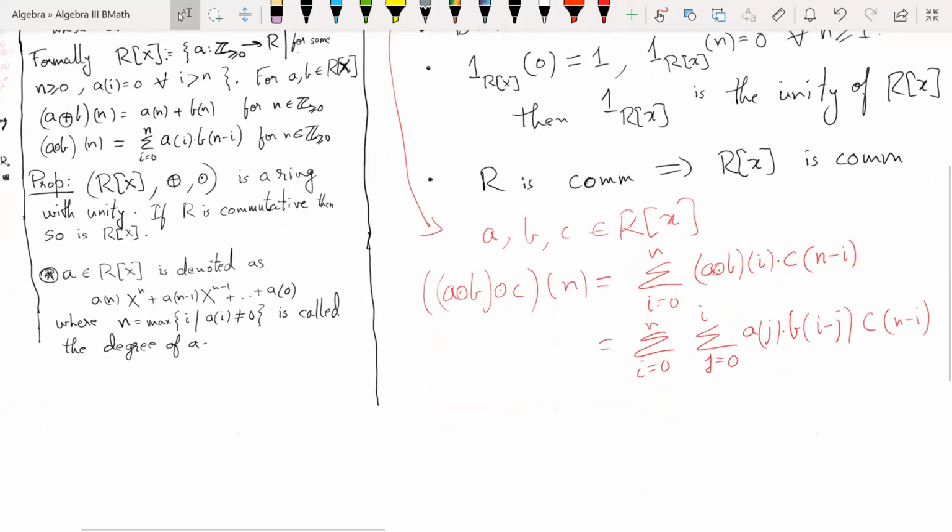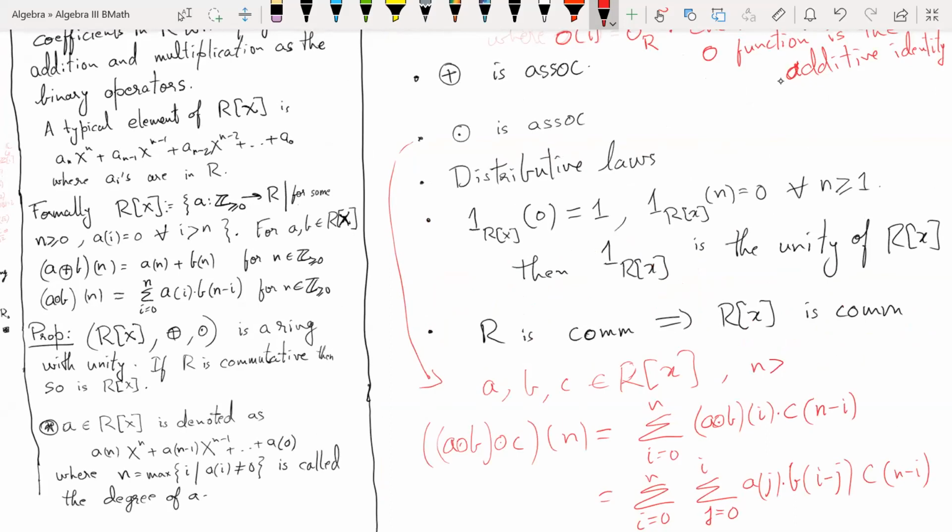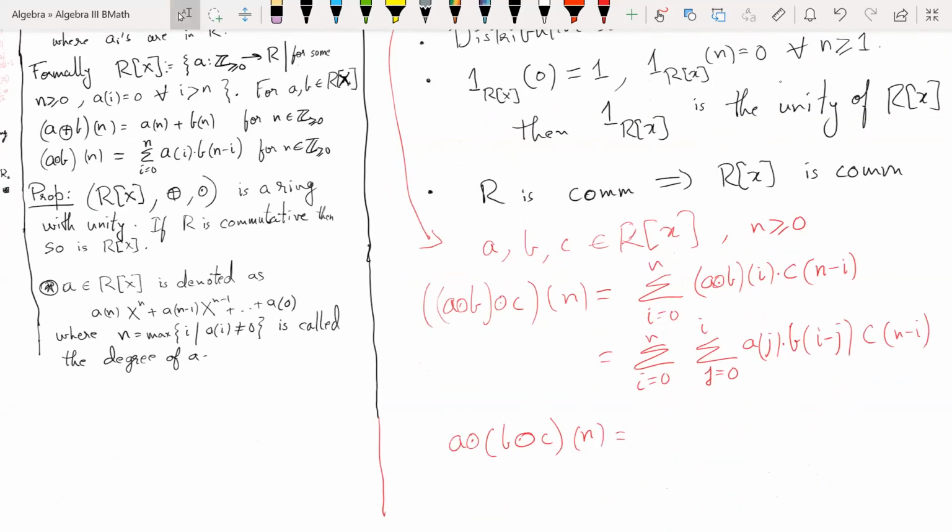And if I do then the other way, A·(B·C) evaluated at some n. If I show that this happens to be the same as this guy, then the two functions are the same because they take the same values for all n. So n is some natural number, n is some number greater than or equal to 0, some non-negative integer.